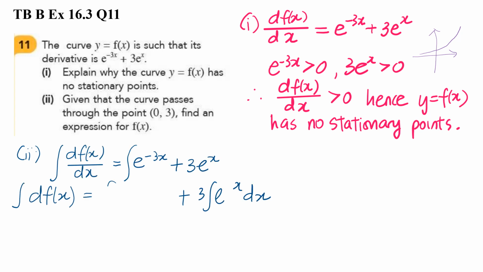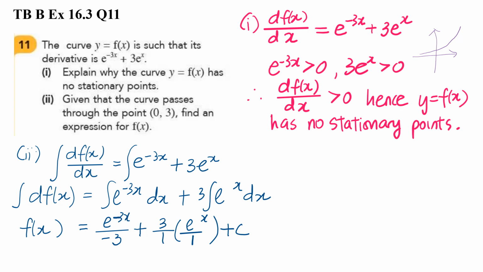We're going to integrate it. We have done this numerous times already. This and this will cancel off each other. So you integrate e to the power negative 3x, you get e to the power negative 3x divided by negative 3. Integrate e to the power x, you get e to the power x. Why divide by 1? Because you need to divide by the differentiation of the power. Differentiate x, you get 1. I always do that even if it's integrating e to the power x, to remind yourself that you need to divide by the differentiation of the power.